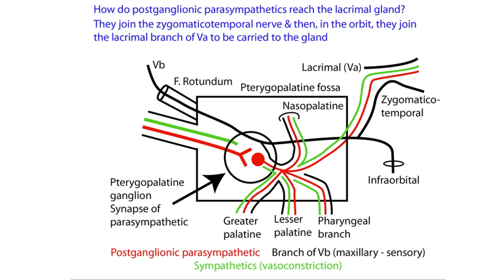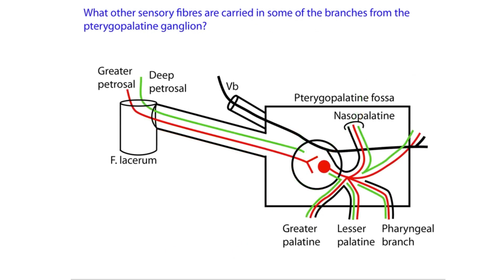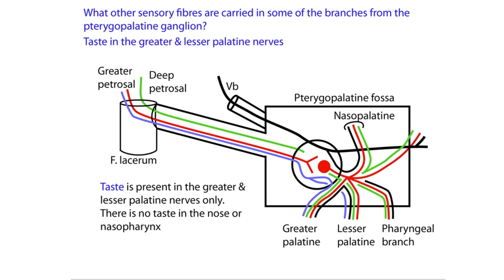We should remind ourselves that the lacrimal nerve is a pure sensory nerve that supplies the outer canthus of the eye. Then we have to ask ourselves what other sensory fibres are carried in some of the branches of the pterygopalatine ganglion. And there are, of course, taste fibres in both the greater and lesser palatine nerves. There is, of course, no taste in the nose or the nasopharynx. Here these fibres are shown in blue, travelling with the nerve to the pterygoid canal.